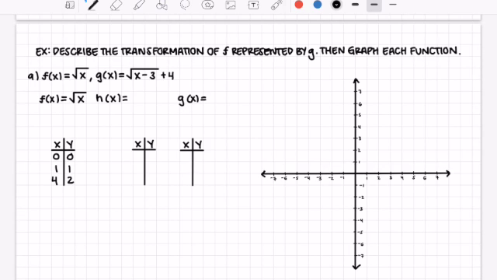Done. After we do that, I'm going to choose to deal with the inside first. So I'm going to do the transformation of a horizontal shift to the right by 3. And I'll just write right here the description: we have a translation 3 to the right.